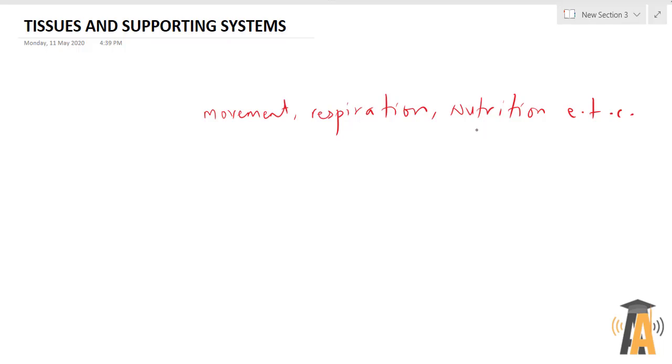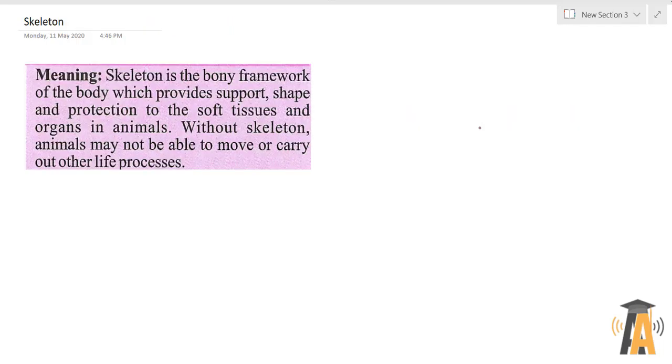So many multicellular organisms, especially plants and animals, also need to support their bodies in some ways to enable them to maintain their shape. So these tissues and supporting systems are very important in living organisms. Skeleton. Now, the skeleton is the bony framework of the body.